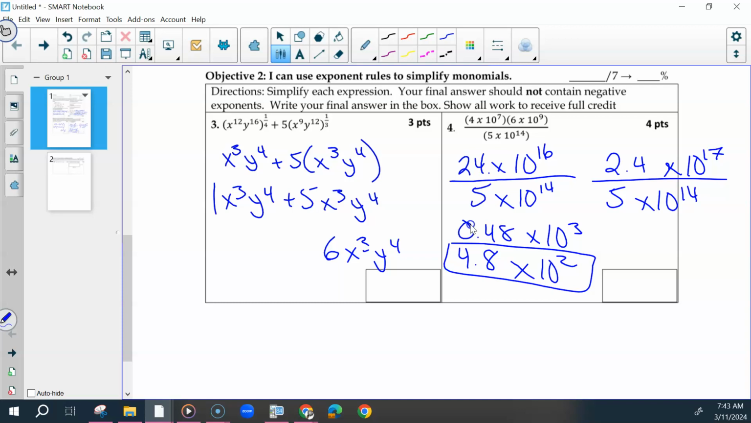Remember that you can double check for yourself in the calculator, so be using it. Questions on that one? And then on to the back.